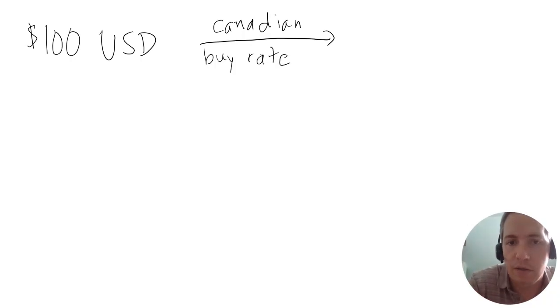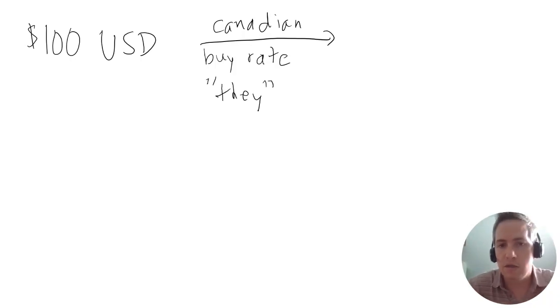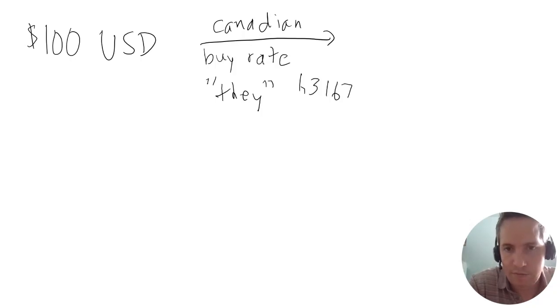So they are buying. Think about the idea that it's they that determine whether it's a buy rate or a sell rate. So they're going to buy our money, our US dollars, and the buy rate is 1.31676. So the way that it works out is like this.